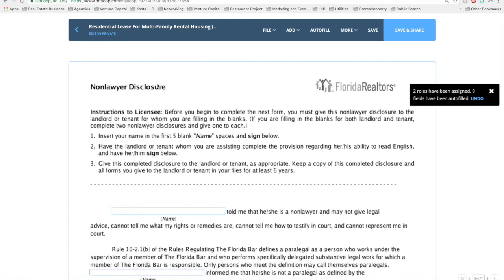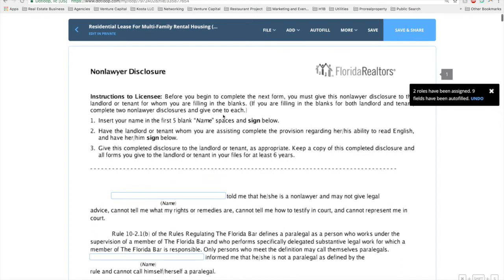Then we'll start with the non-lawyer disclosure. Please read it carefully on your own. Basically, this is instructions to licensee. Before you begin to complete the next form, you must give a non-lawyer disclosure to the landlord or tenant for whom you are filling in the blanks. If you're filling in the blanks for both landlord and tenant, complete 2 non-lawyer disclosures and give 1 to each.